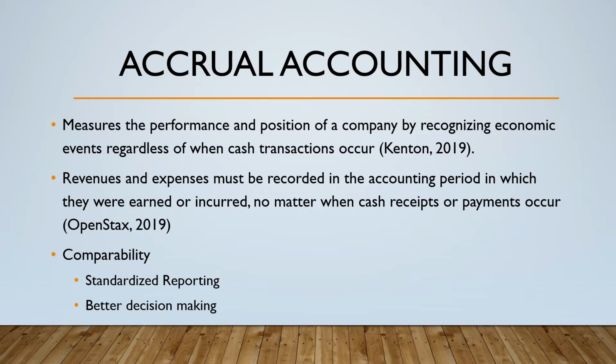Accrual accounting is different from cash basis accounting in how and when revenue and expenses are recorded. Kitten states that accrual accounting measures the performance and position of a company by recognizing economic events regardless of when cash transactions occur. OpenStack states that revenue and expenses must be recorded in the accounting period in which they were earned or incurred, no matter when cash receipts or payments occur. Therefore, accrual accounting does not look at when cash changes hands.